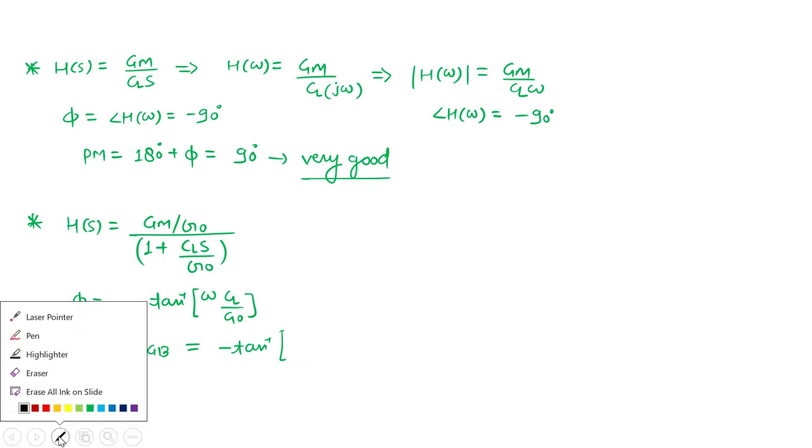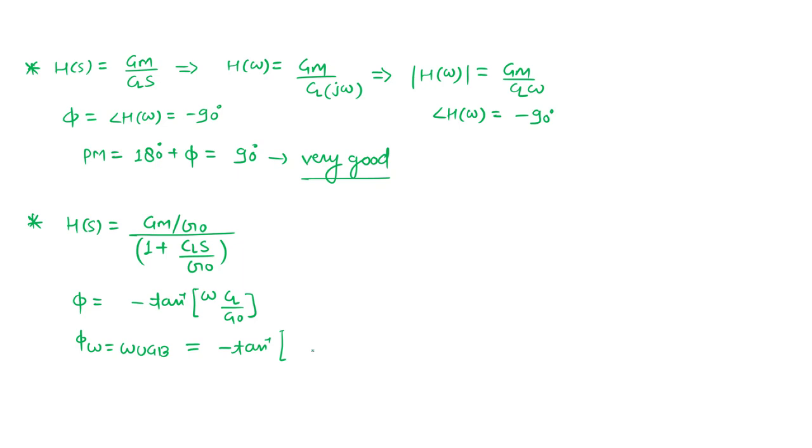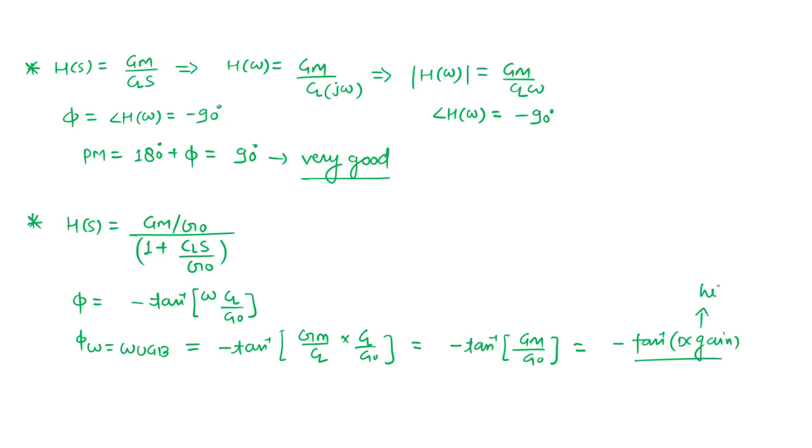Yeah. So what I can write, I can write it as omega UGB, which is omega UGB equals GM by CL, and CL by G naught. So what you can see from here is minus tan inverse GM by G naught, which is nothing but minus tan inverse of the DC gain. Actually the DC gain is a high value. Usually GM by G naught is a higher value, so I can say it is nearly minus 90 degree.